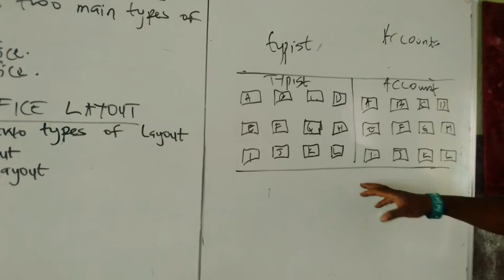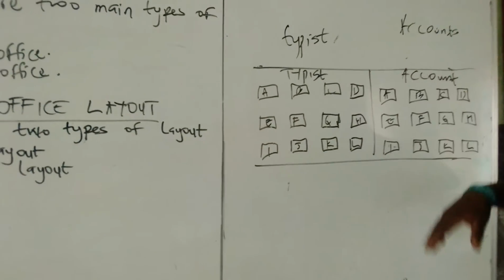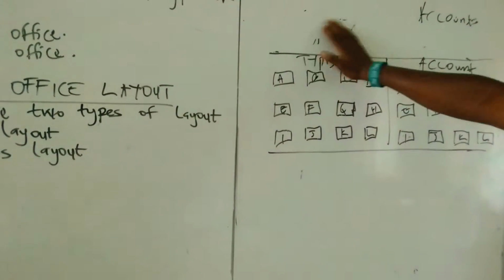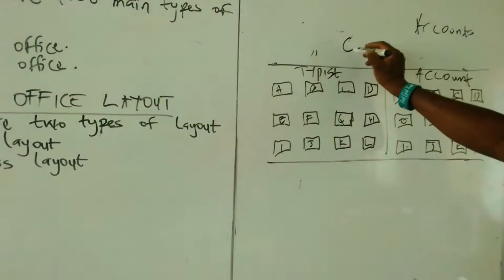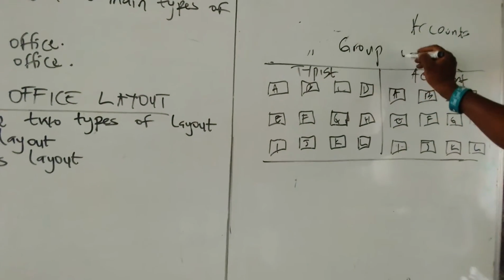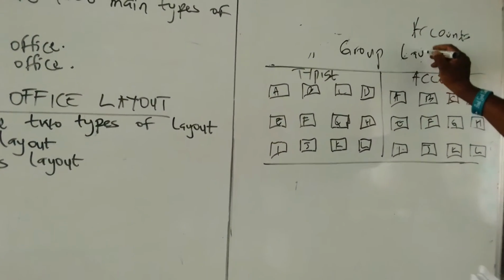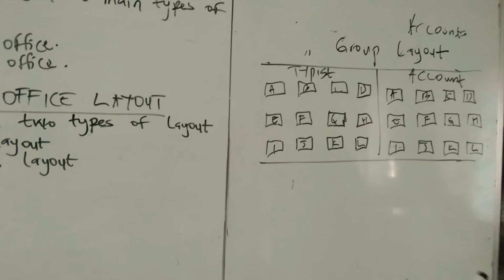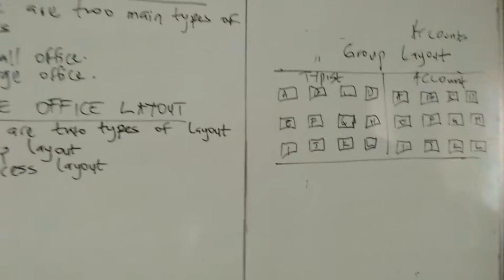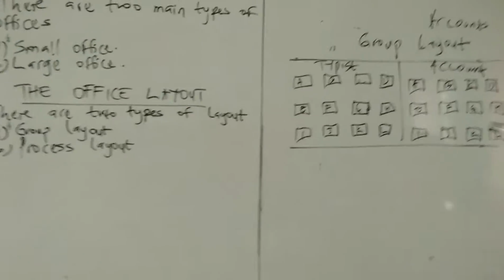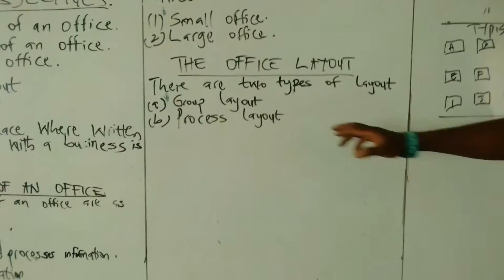In this type of system, we call this group layout. Is that clear? This is what we know as group layout. Now, let's go to the second type of layout. You have the process layout.